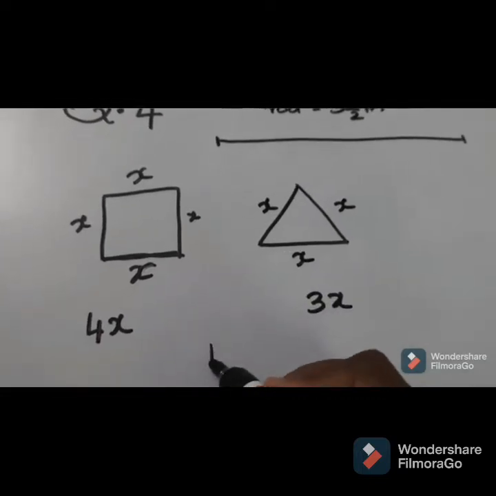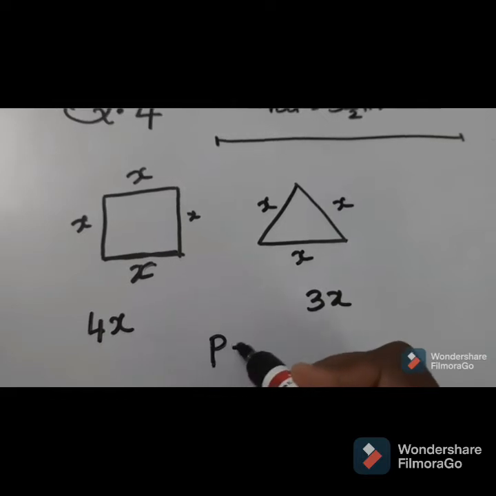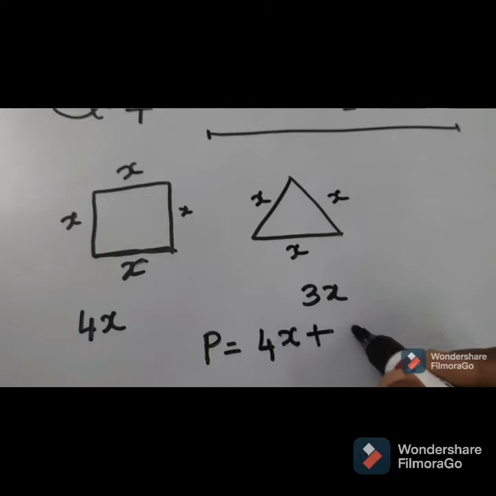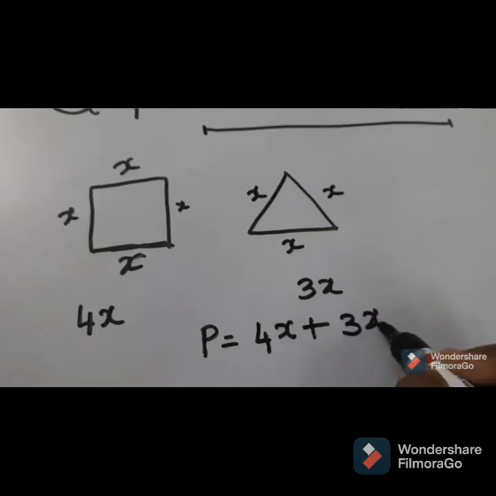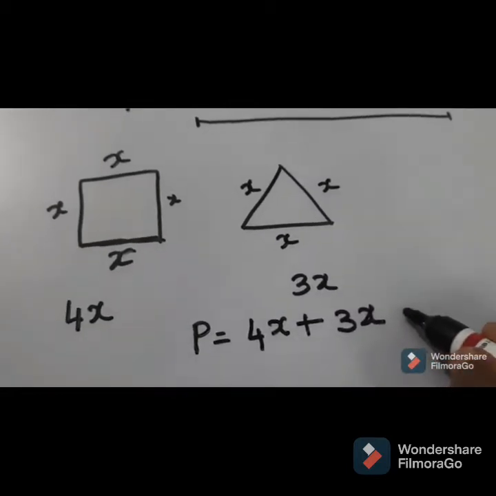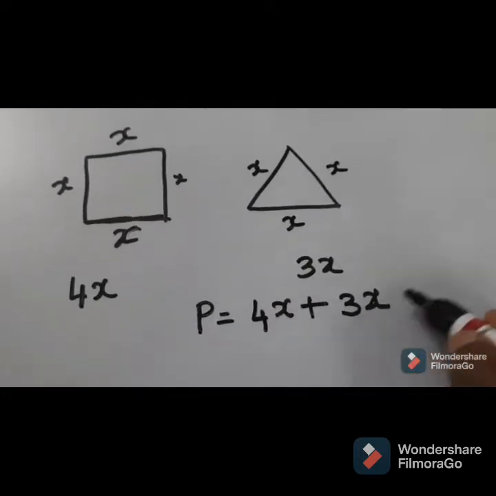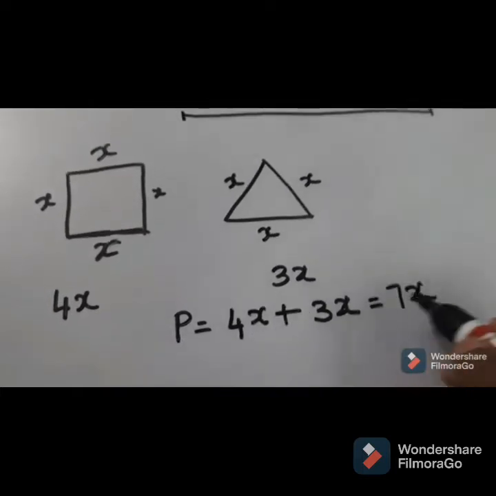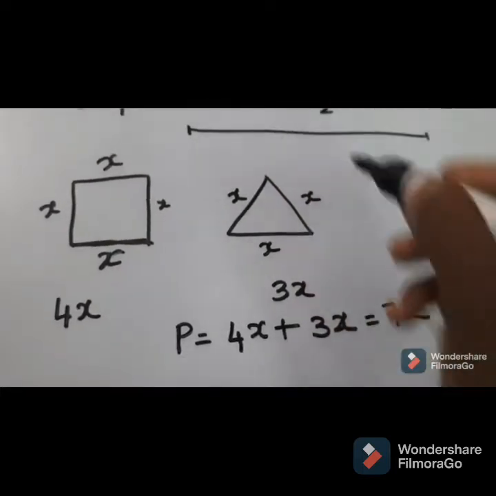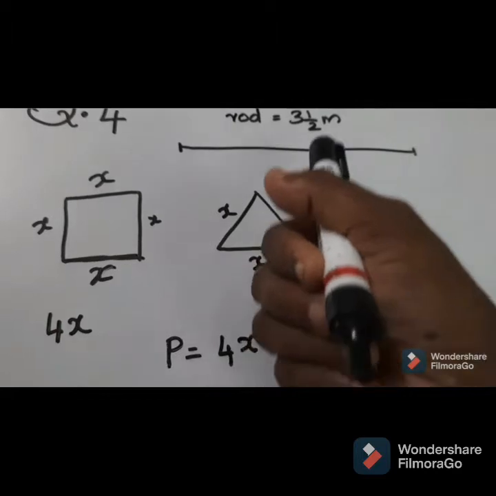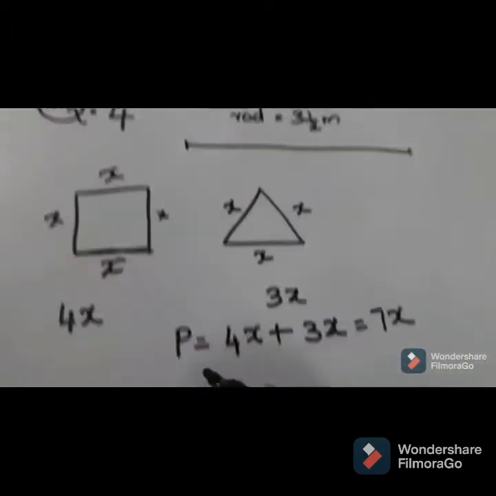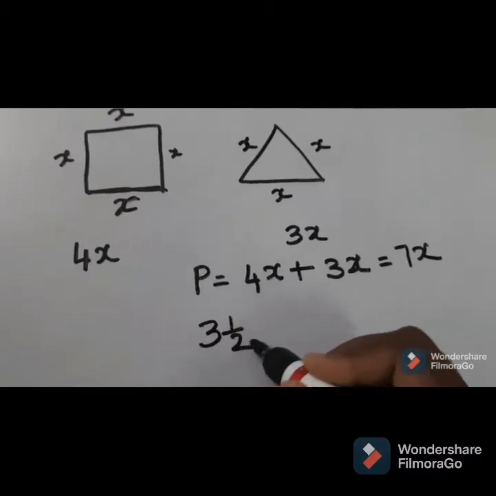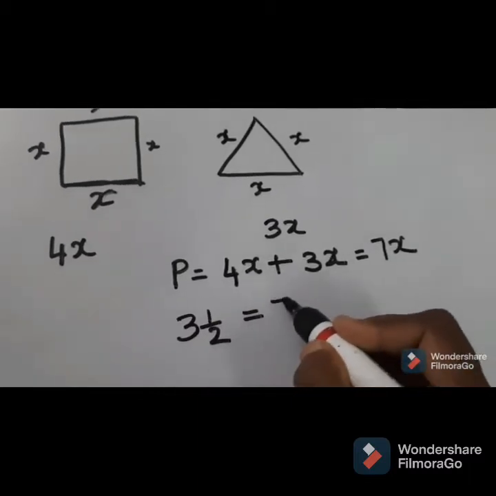So what is the perimeter now? Perimeter is equal to 4x, that is for the square, and 3x, that is for the equilateral triangle. So total how much? 4 plus 3, we will get 7x. So perimeter is equal to 7x. We have to cut this rod into two pieces. So here the perimeter they have given is 3.5 meter. 3.5 meter is equal to 7x.